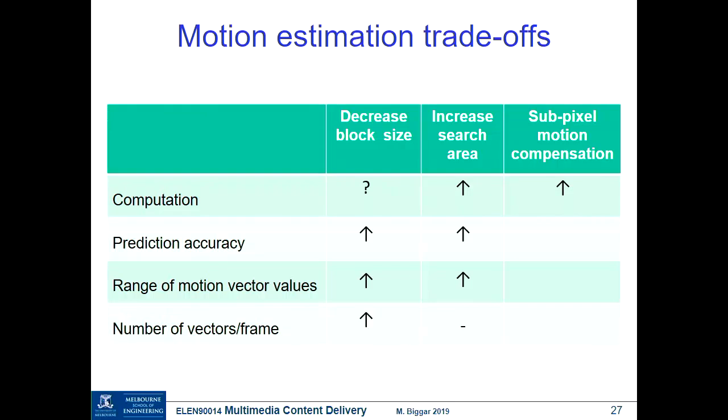If we introduce sub-pixel motion compensation, computation certainly increases, right? Because we are having to do all that interpolation and do another layer of matching. The prediction accuracy, will that increase, decrease, stay the same? Increase. It'll improve, won't it? Otherwise, that's the whole purpose of doing it, to try to get an improved prediction. So that will improve. The range of motion vector values will increase because we need to specify our motion vectors to sub-pixel accuracy.